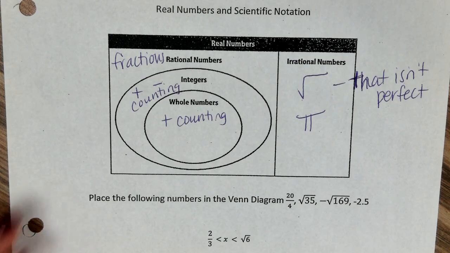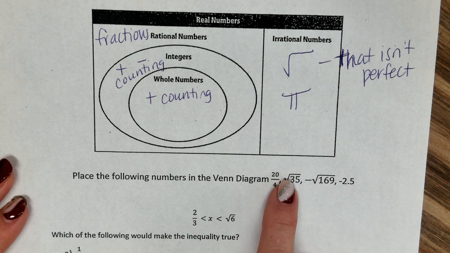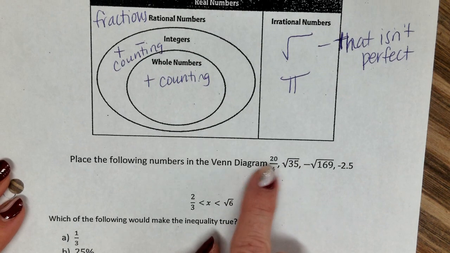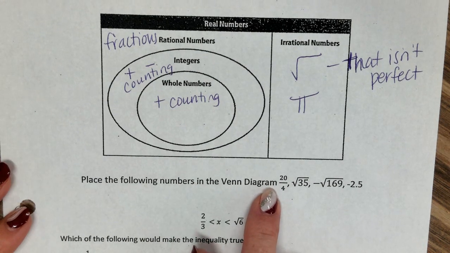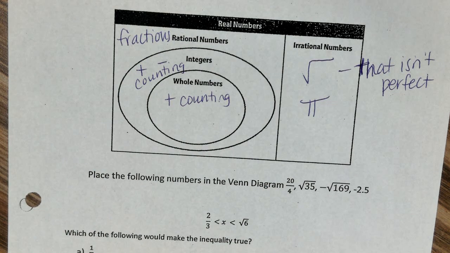Okay? So this says, place the following numbers in the Venn diagram. So we're going to place these where we think they would go. 20 fourths, do y'all agree that's a fraction? Yes or no? So is it rational? Yes. But can 20 fourths simplify to a whole number? Let's go check it out.